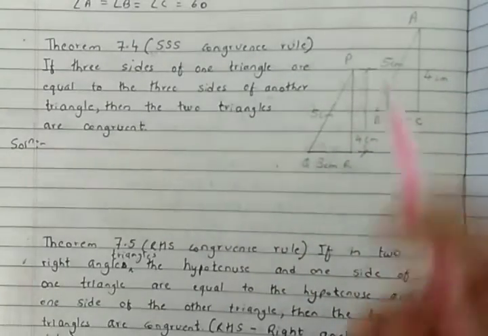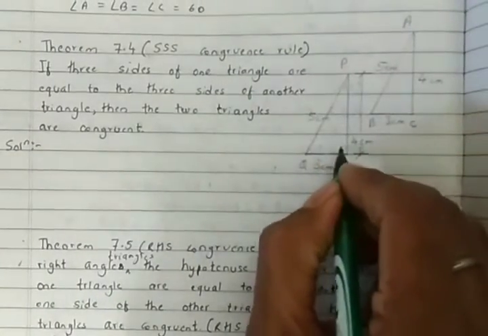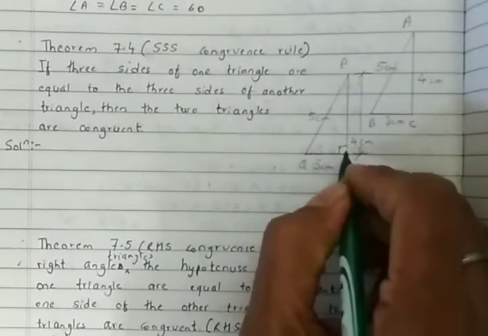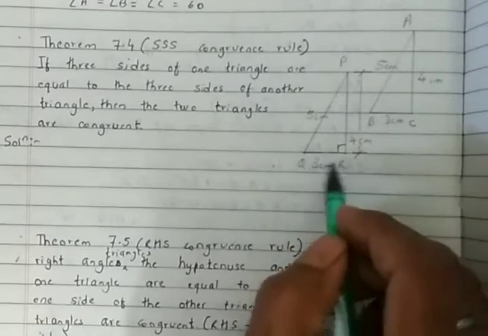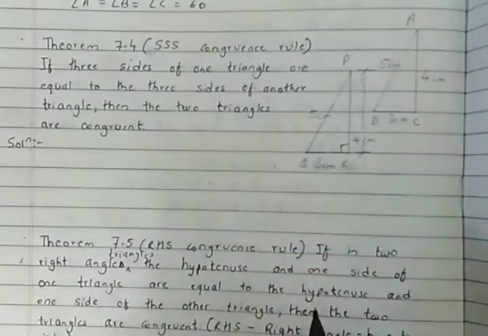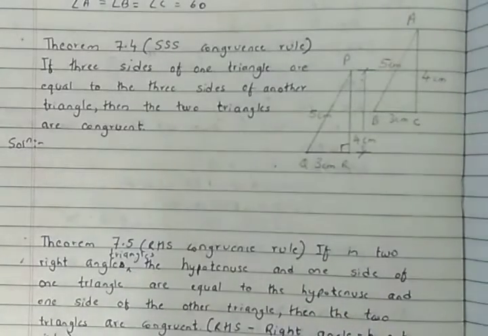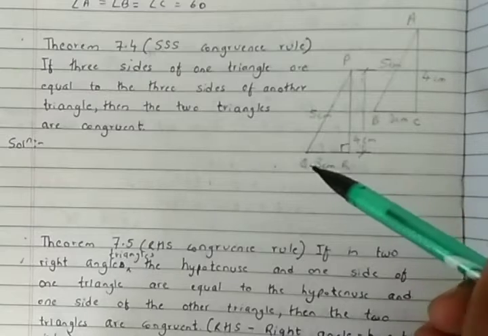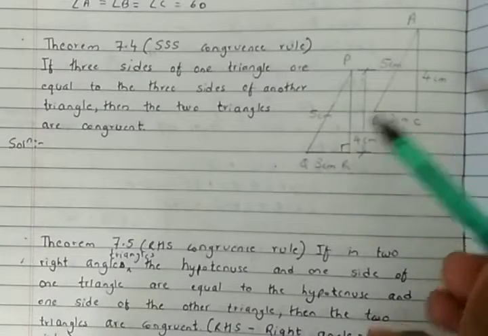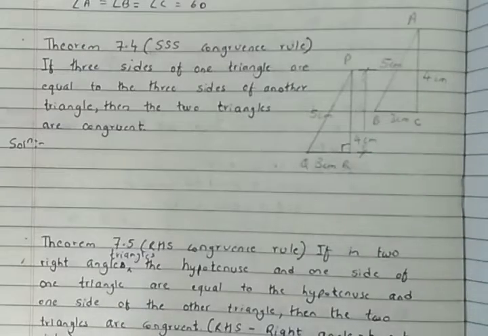So what we'll do, we have drawn a right angle triangle in which 3 centimeter is one side, 4 centimeters is another side, and 5 centimeter is the hypotenuse, right? So now we have to prove that these two triangles are congruent to each other. So how will we do this?